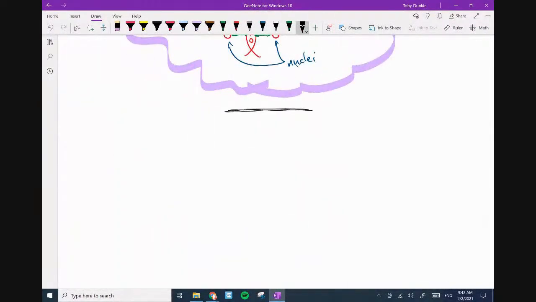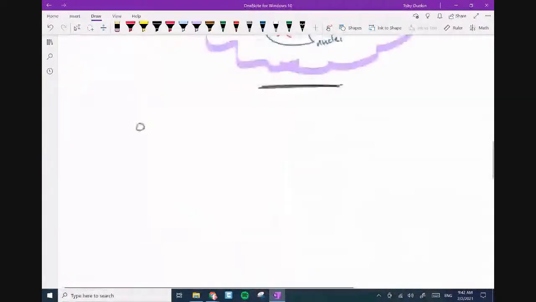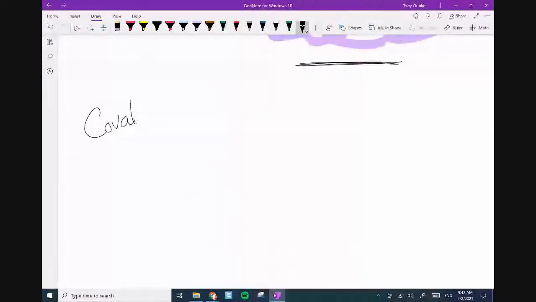Covalent bonds. I'm getting bigger and bigger with my notes here, and I don't really want to, so I'll make my pen a bit thicker. Covalent bonds. Covalent bond diagrams. So, number one, we've got our Lewis dot and cross.